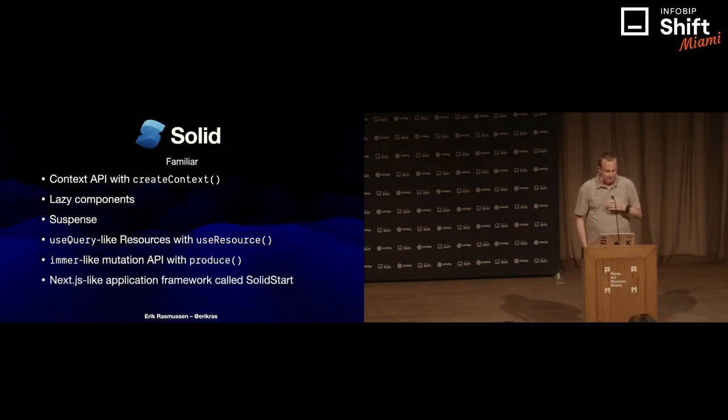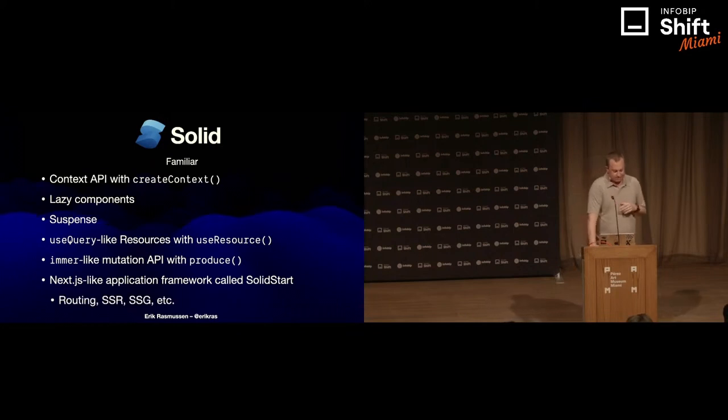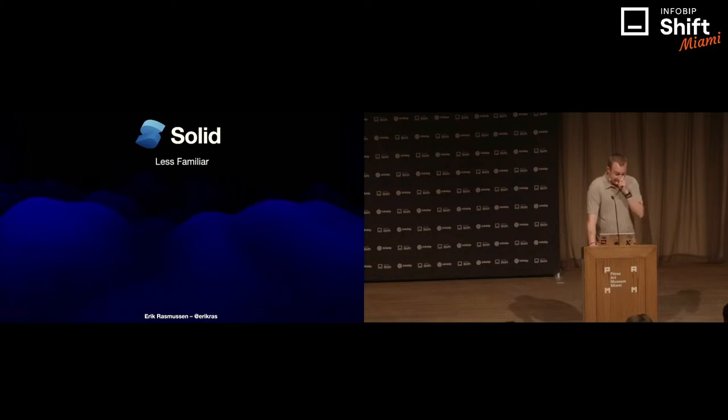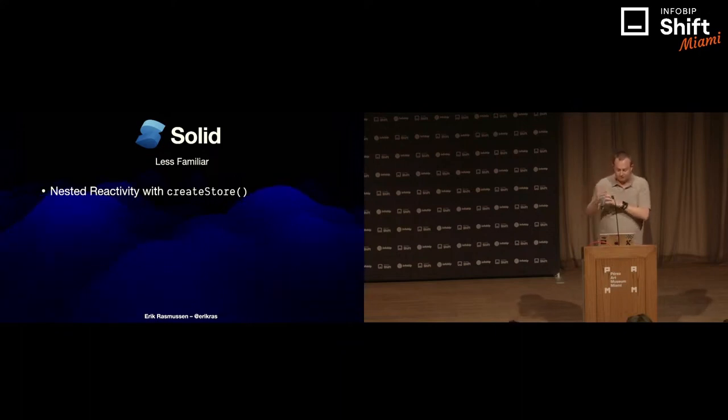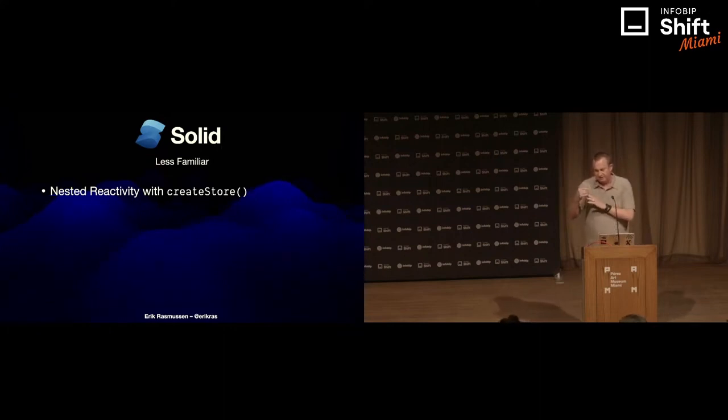There's an immer-like mutation API that you can use. There's a Next.js-like application framework with the brilliant name of Solid Start, and it handles routing and all your SS acronyms that you could possibly want. Some of the less familiar API bits: there's a way to do nested reactivity using create store. You create a store, and then rather than having individual signals, you can have an array of signals or an object full of signals, and there's a way to update and loop through that is efficient and clever.